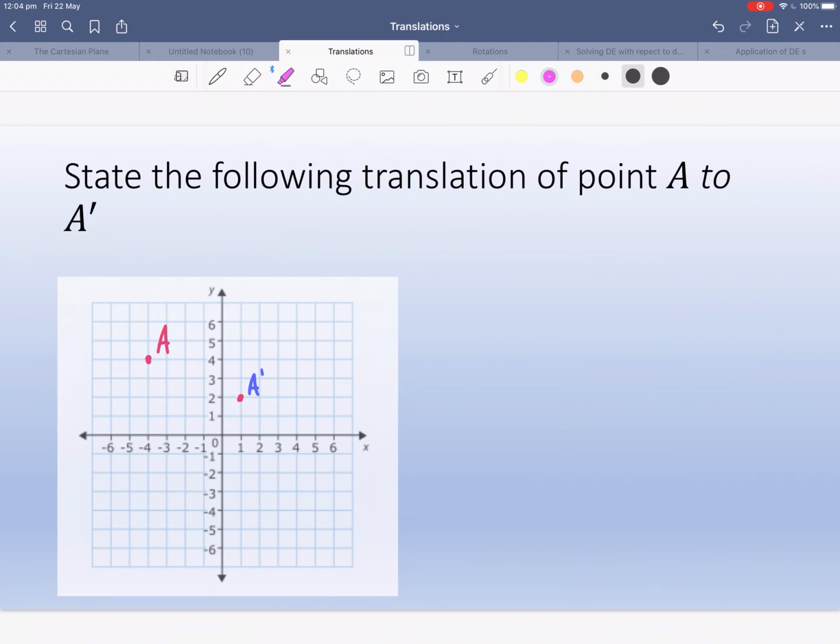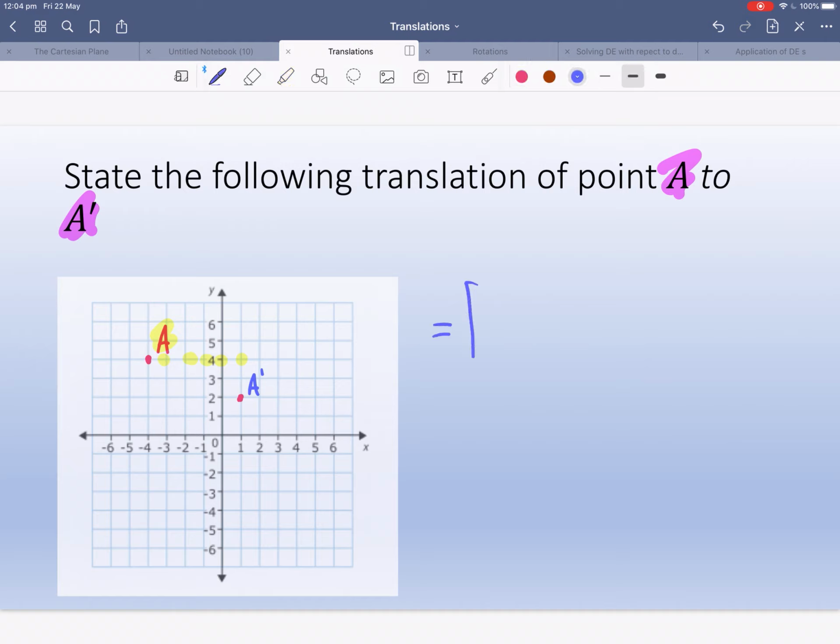Let's go to the next one. State the following translation of point A to A prime. Okay, so I'm doing the reverse of what I did in the previous example, and that is that I'm going to count how many ways it went across. So this is A, so it went across 1, 2, 3, 4, 5, 6. Oh, it went too far. It went 5.